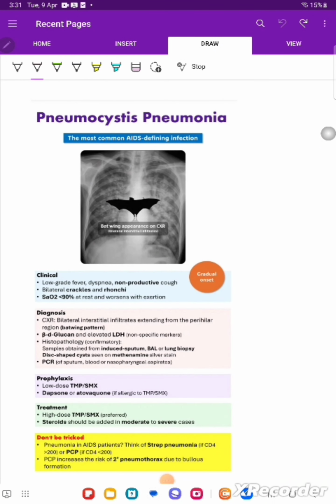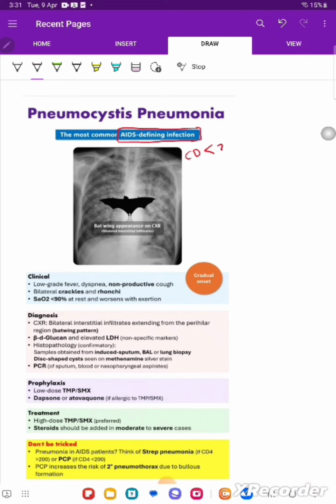Pneumocystis pneumonia. The first point that we need to understand here is that this infection is the most common AIDS-defining infection. And AIDS-defining infections, there are many of these infections. They mean simply that these infections occur when CD4 count is less than 200. And for your exam, you should know that PCP pneumonia or pneumocystis pneumonia is the most common AIDS-defining infection.